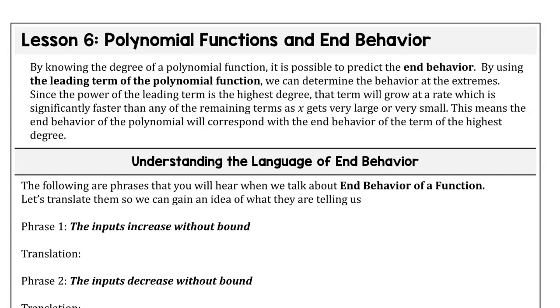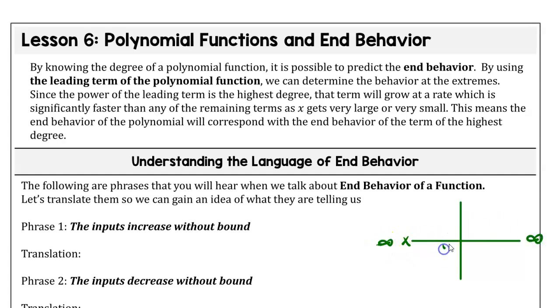Alright, this is lesson 6, polynomial functions and end behavior. So if we're talking about end behavior, we're talking about what's happening at the end of graphs. So I'm going to draw this real fast. End behavior is not what's happening at the origin, it's the opposite. It's what's happening way out here as on the x-axis. We go to positive infinity, or over here if we go to negative infinity, right?